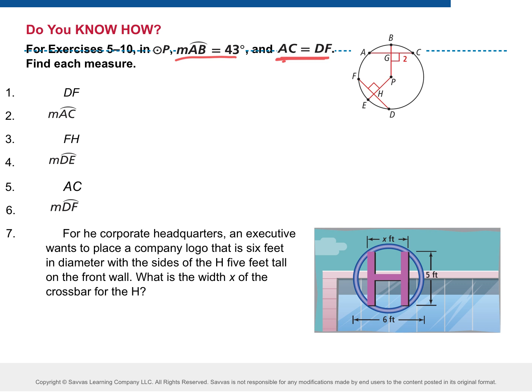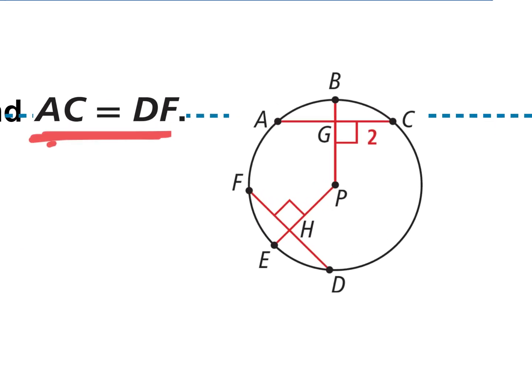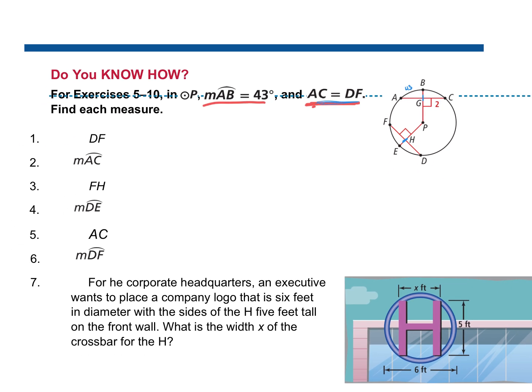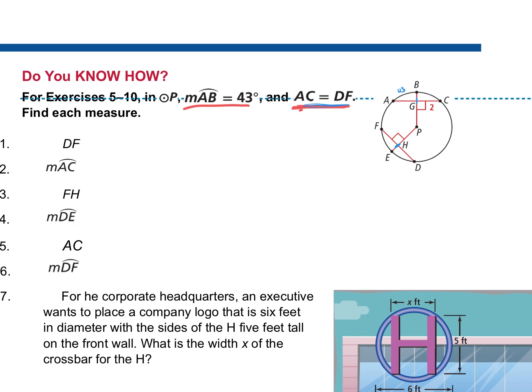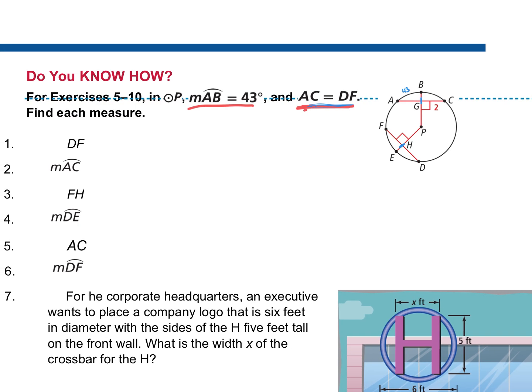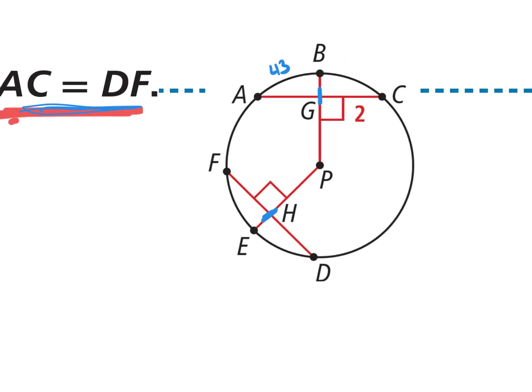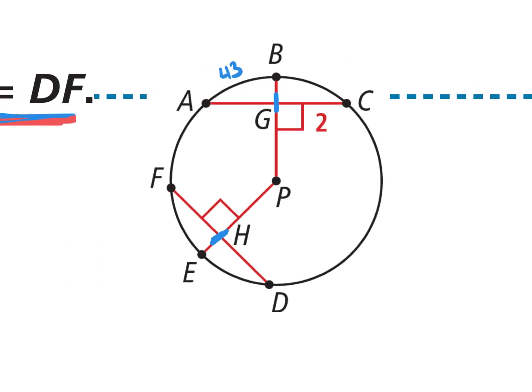So I'm going to go ahead and take the information from the directions and put it in the picture. What does that little symbol mean right there? Arc. So if I come up here, arc AB is 43. And then it tells us, I know it's kind of hard to put in the picture, but it does tell us that the two chords are equal to each other. So with that, it wants us to know what DF is. DF, it wants to know the length of this chord. Ideas? Length of this chord.